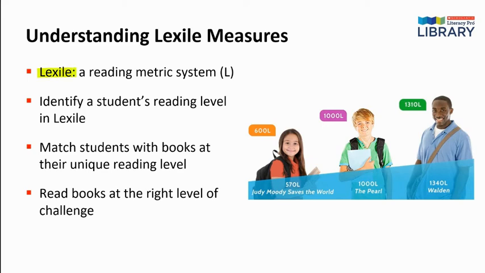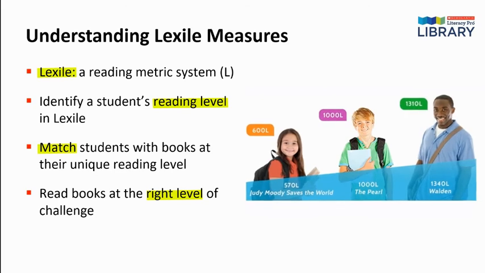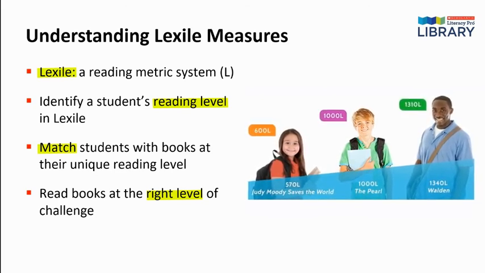Lexile is a reading metric system which identifies your students' reading abilities in Lexile levels. It also matches your students with books at their unique reading level so that they get the right level of challenge. The idea behind Lexile is simple. If you know how well a student can read and how hard a specific book is to comprehend, you can predict how well that student will likely understand that book.